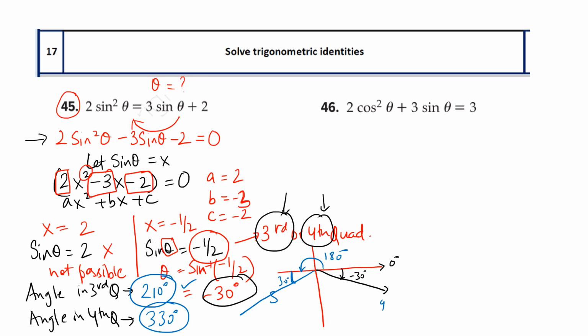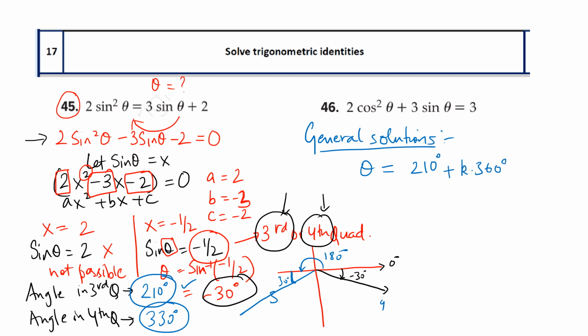Okay. But if it asks for the general solution, or it says find all the possible solutions, then you have to give the general solution. So your final answer will look like this: 210 plus k times 360 degrees, because we know the period of sine theta is 360 degrees. And similarly the next solution will be 330 plus k times 360 degrees. What is this k? K is any integer. It may be positive, it may be negative, it may be 0 also. So this is the general solution. This is a set of all solutions.